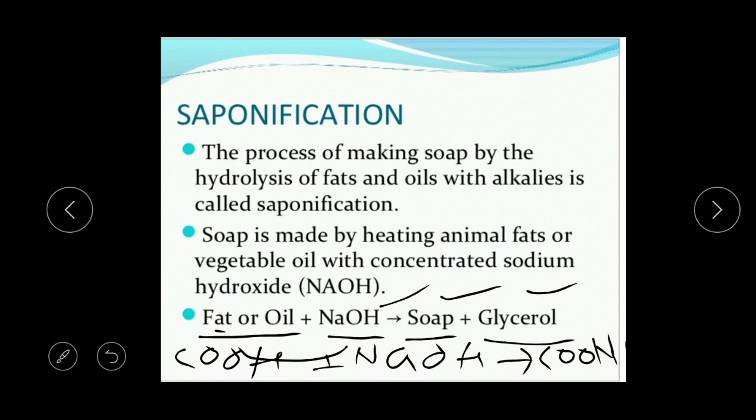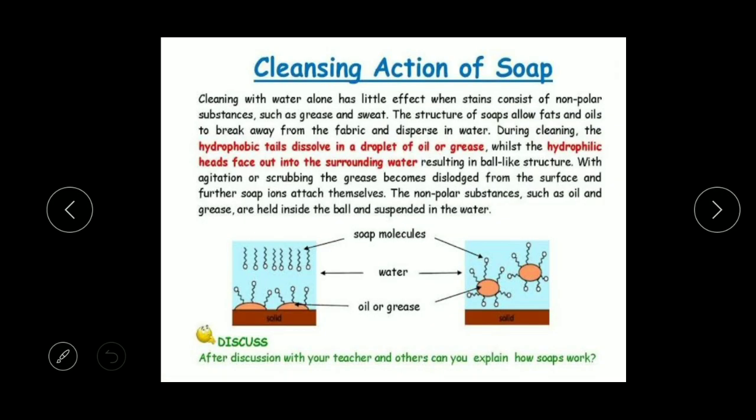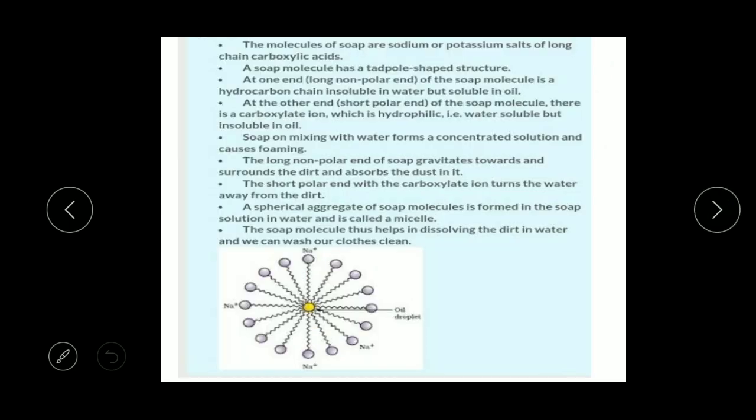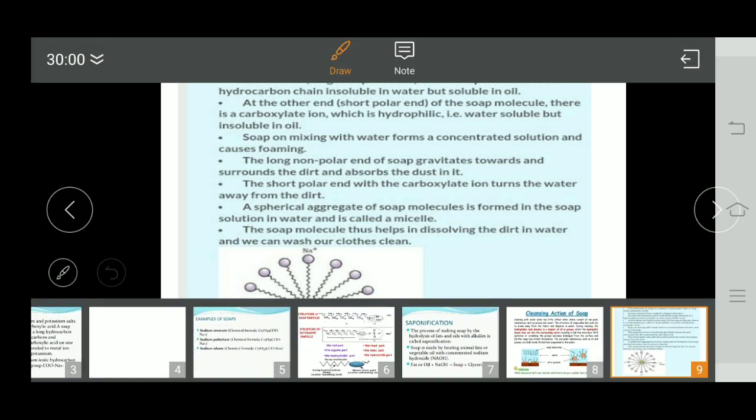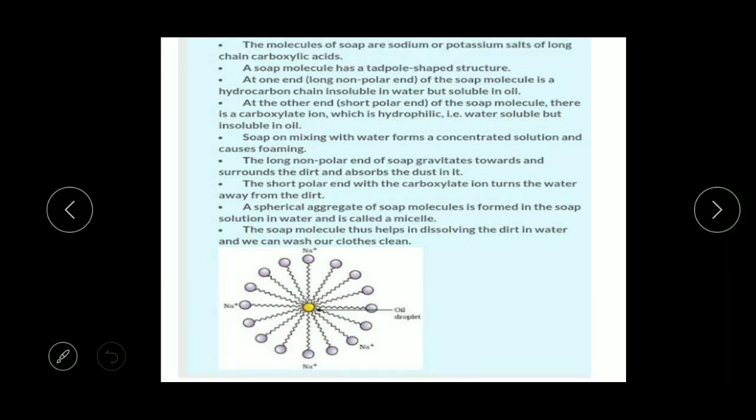Okay, next we will see the cleaning action of soaps. See here in the cleaning action of soap, first, this yellow shape is nothing but grease oil which is attached to the cloth. In the cloth, grease oil is attached.